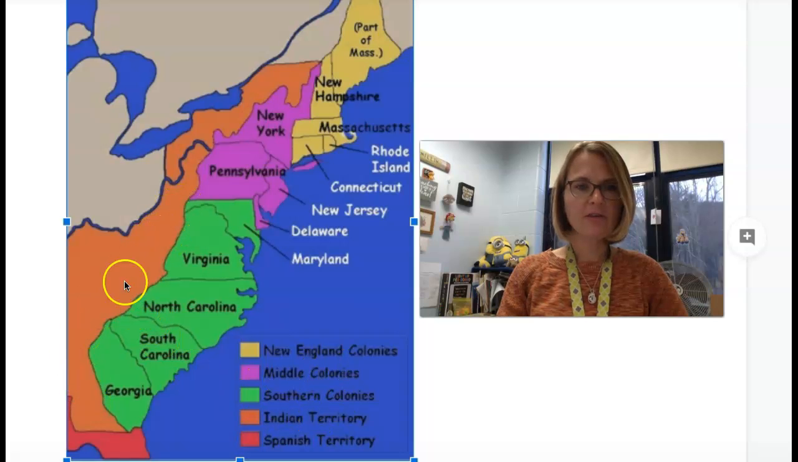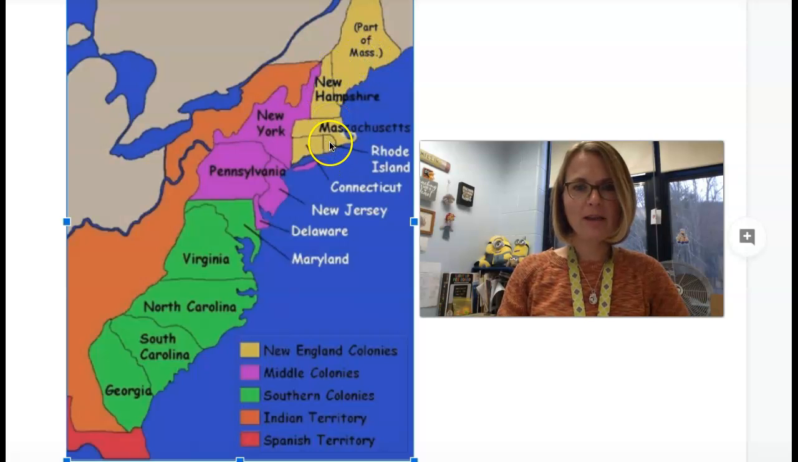Indian Territory, this is where the Native Americans have been pushed when the colonists come in. And then Spanish, you have Spanish down here in Florida. So last time I asked you which ones were the New England colonies. The New England colonies are in yellow, which means this and this are all part of New England colonies, but when I asked people to name them, they only gave me 3 names.